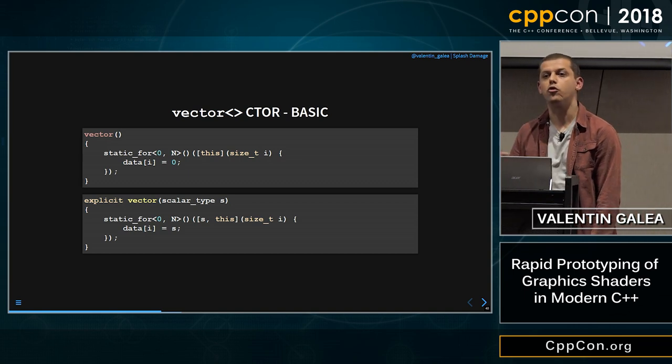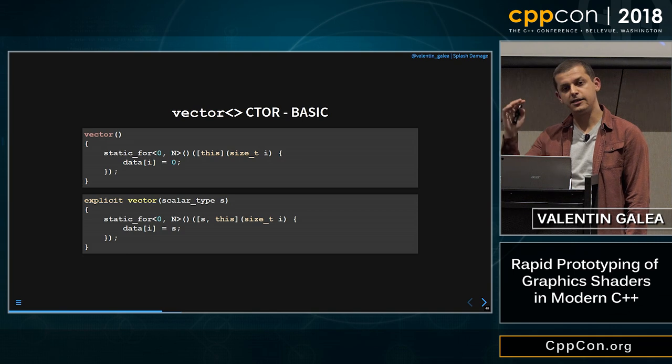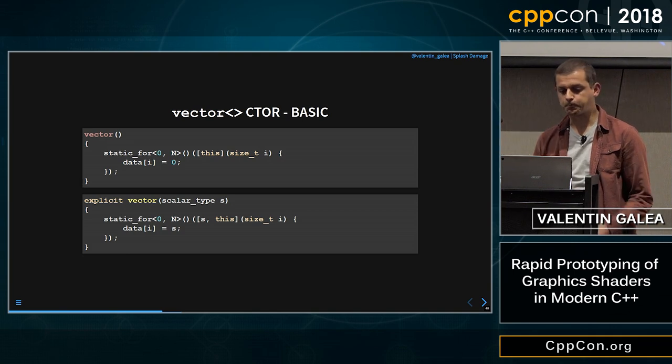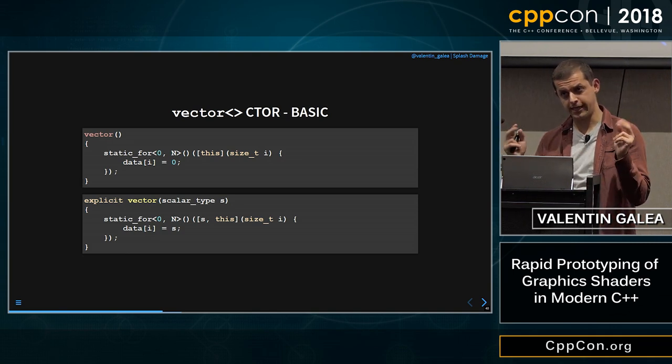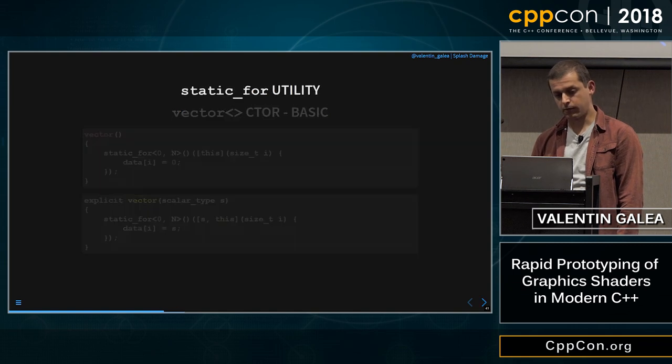You don't want to just for loop at runtime. So you want to do it at compile time, fill as many components as you have. So you do this with this nice static for, and you say, just zero out all the elements or just place a random value into them. What is this static for?